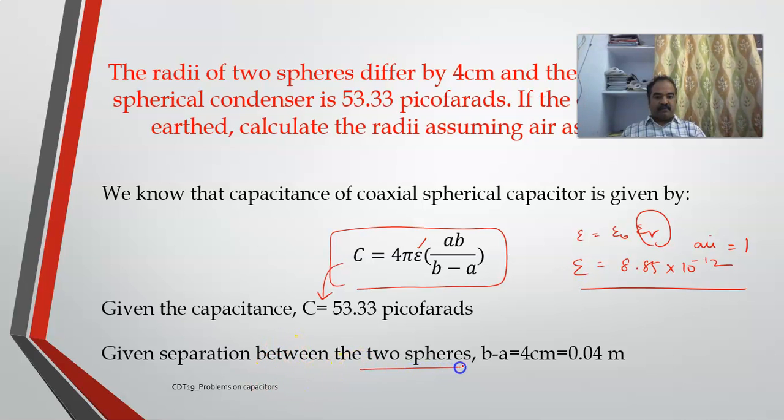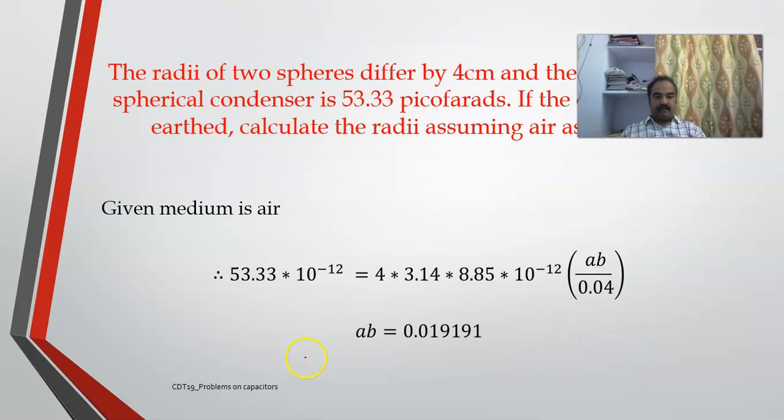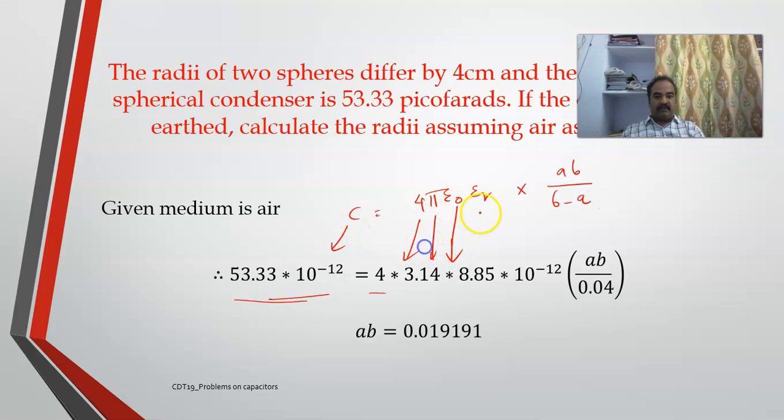Given separation between the two spheres, B minus A is 4 centimeters, which is nothing but 0.04 meters. So substituting in this formula, this is C, the epsilon naught value, pi value, this is 4, epsilon r is equal to 1, and this is AB, and B minus A is 0.04. If I substitute, what I'll get? I'll get AB is equal to this one.